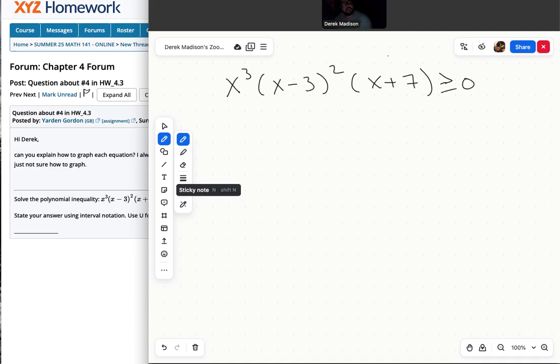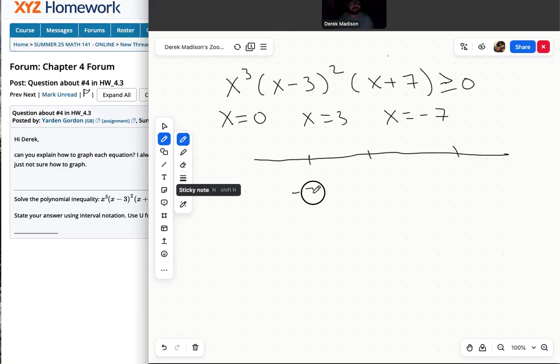So if you're going to do this by test points, which is what we'll do when we have rational ones where there's division, either way we would want to find the zeros. So x is 0, x is 3, or x is -7. So if I was going to do test points, I would set up, not drawn to scale, -7, 0, and 3. I would just set up a number line.